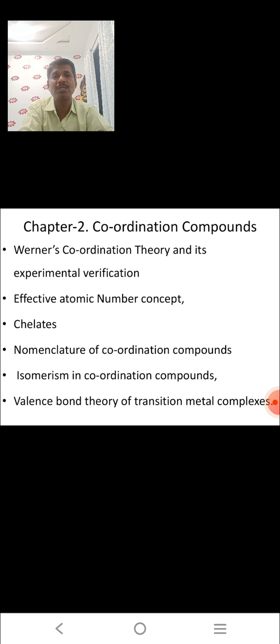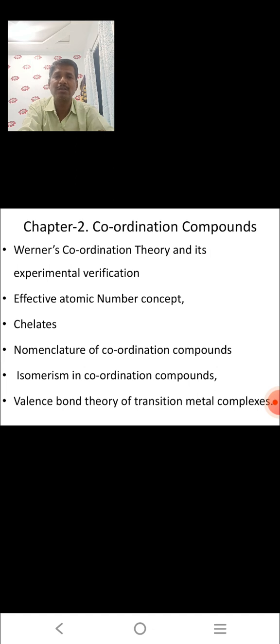On the basis of this EAN concept, the molecule will be stable or unstable. We can explain this easily by calculating the effective atomic number of the coordination compound or complex molecules. Then the next concept is chelates. What is meant by chelation? What is meant by chelates?